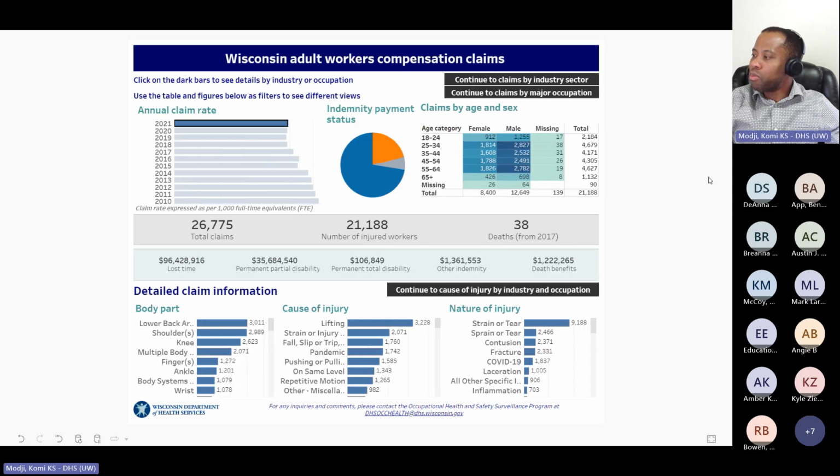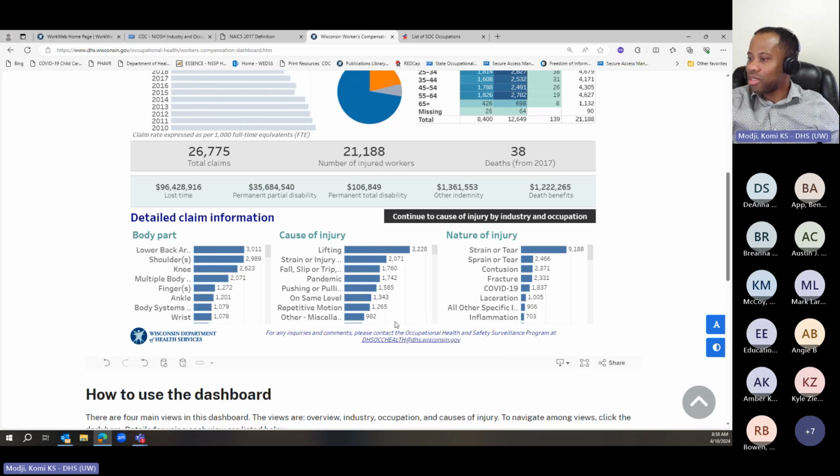So again, we can spend a lot of time going through the different filters based on your needs, but this is a very high level walkthrough of the dashboard. And I'm going to stop here and allow discussions with the team. Thank you.